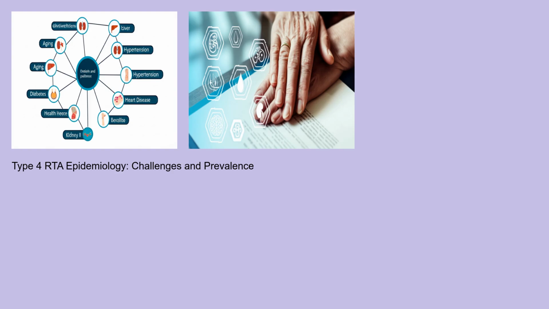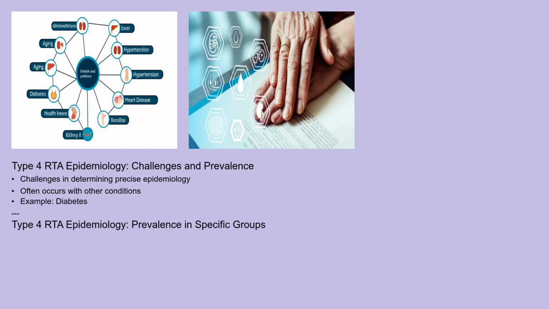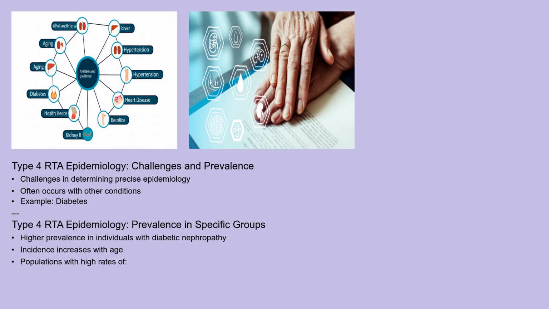Determining the precise epidemiology of type 4 RTA can be challenging, as it often occurs alongside other underlying conditions, such as diabetes. It is more prevalent in individuals with diabetic nephropathy, affecting a significant portion of those patients. The incidence also increases with age, and in populations with higher rates of diabetes and chronic kidney disease.